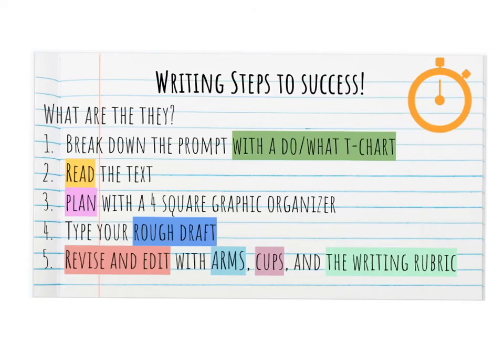We do have some steps that we think about how to be successful as a writer. And if we were in class together, we would break this prompt down with a do what T chart. We would read the text again if we needed to. We've already read it one time. We would plan with a 4-square graphic organizer, and then we would type our rough draft. Sometimes I like to call that a sloppy copy. And most importantly, we would revise and edit with arms, cups, and the writing rubric. These are the things we would use.